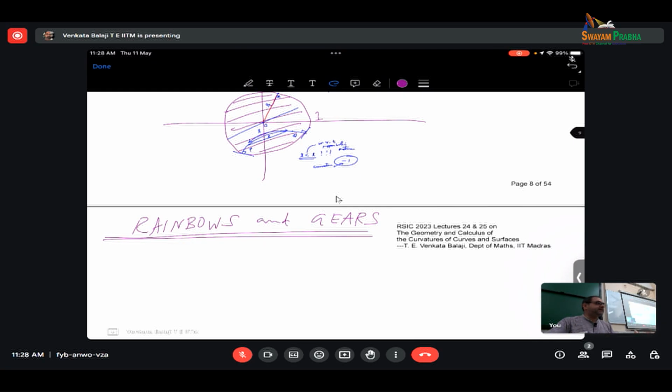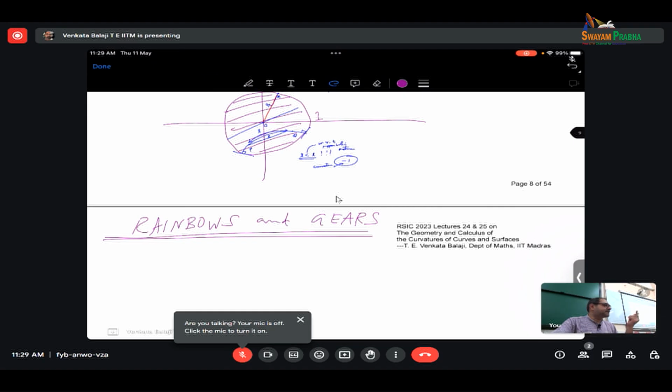These are disparate things. The rainbow is something that you see in the sky, and gears are mechanical things that are used to basically transmit rotation, change the axis of rotation or change the sense of rotation. Now how are they connected? The common thing is differential geometry, and it's the idea of curvature.